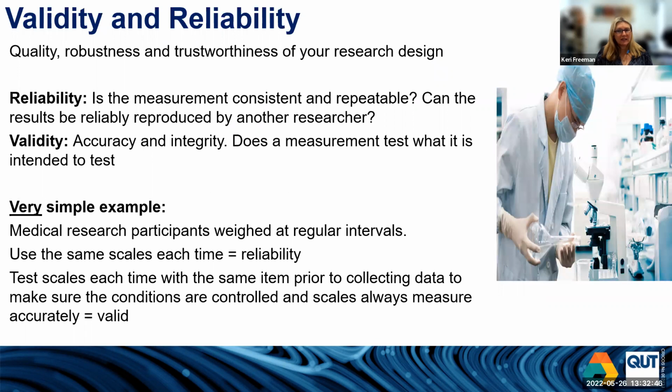Validity and reliability. Now, it might be not called exactly that for you. There might be a whole other different way that you're proving and justifying the robustness and reliability and trustworthiness of your research. We're going to go with reliability and validity today. So reliability is basically whether the measurement is consistent and repeatable.